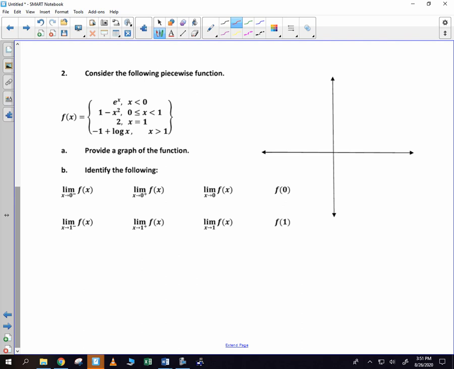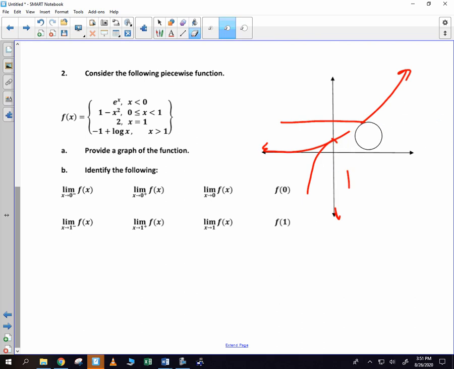Let's consider a little bit more difficult piecewise function. E to the x looks like this. 1 minus x squared looks like that. The graph of 2 looks like that. And -1 plus the log of x. Log of x looks like this, and -1 is just going to shift it down a little bit. So those are the 4 graphs I'm going to keep in mind. Let's go ahead and generate these graphs.